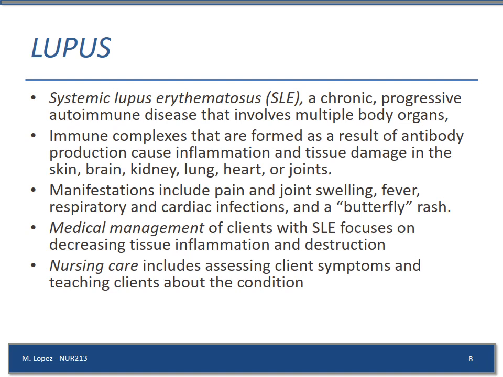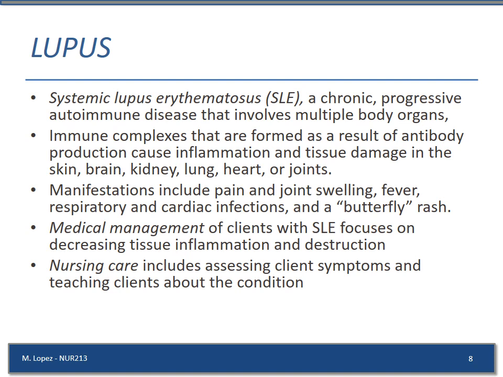So first of all, systemic lupus erythematosus, or SLE. SLE is a chronic, progressive autoimmune disease. That means that the body is attacking itself. And this autoimmune disease involves multiple body organs. And interesting to note that lupus most frequently affects women of childbearing age. Lupus is also a disease of exacerbations and remissions. So that means there's good days and bad days, or good blocks of time and bad blocks of time.